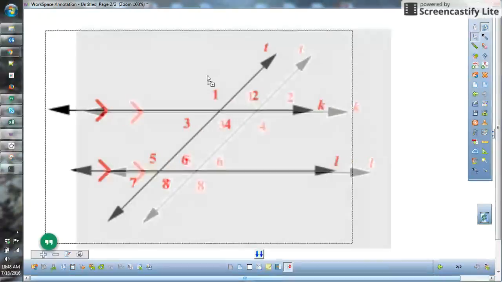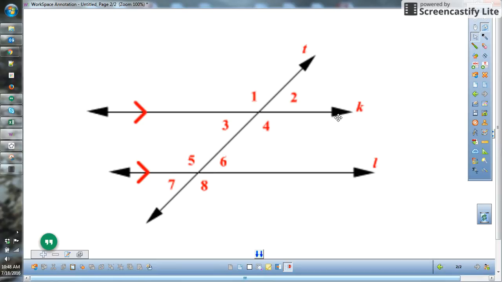Okay, so here I have two parallel lines, or a pair of parallel lines, that's being cut by the transversal. I can identify my parallel lines because I have these little arrow looking tick marks on them. So that tells me that line K and line L are parallel. And then the transversal is the name of this line that cuts through it, which is line T. It's labeled up here.